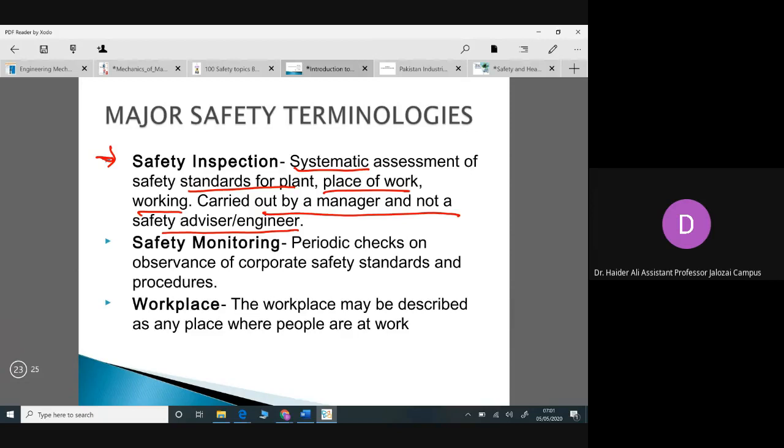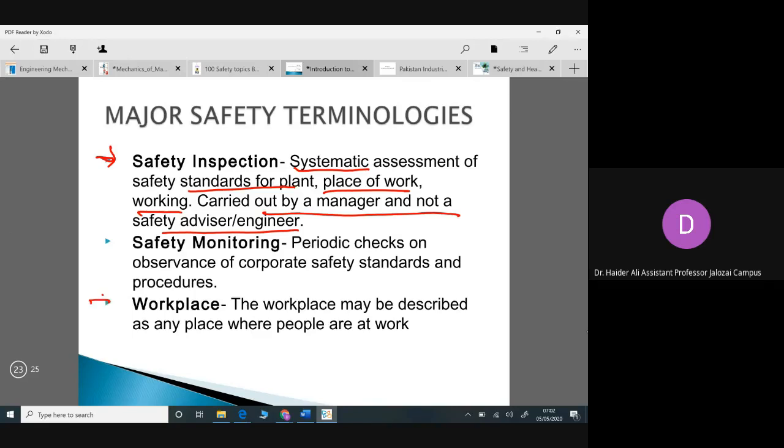Safety inspection, so this is something more like a manager in your own company. He comes down, he looks at everything. Is everything in the plant or in the work environment according to standard? And make sure that all the work that is being done is done following the proper guidelines, the proper training that is being provided. And this is something that is internal. Safety monitoring. So again, this is just periodic checks. So you have to have periodic checks on your workplace, the plants, the work environment, to make sure that the corporate safety standards and procedures are observed.